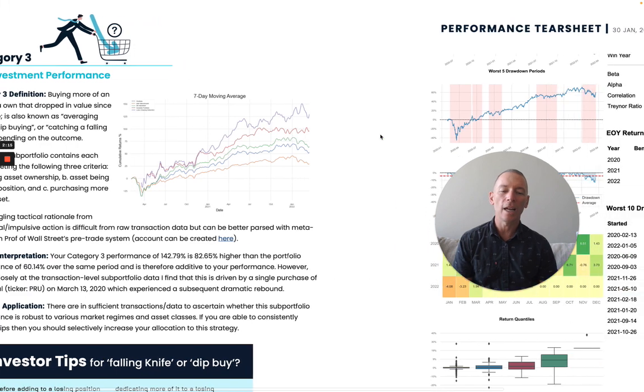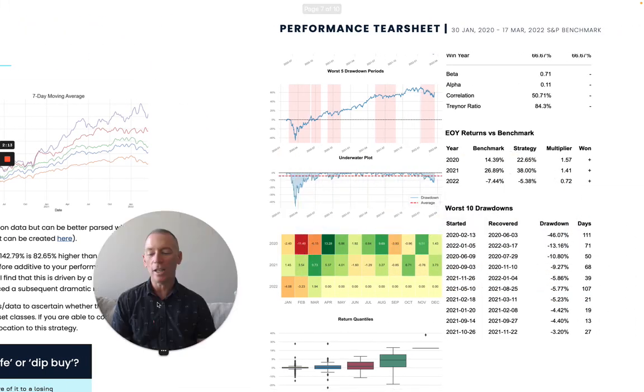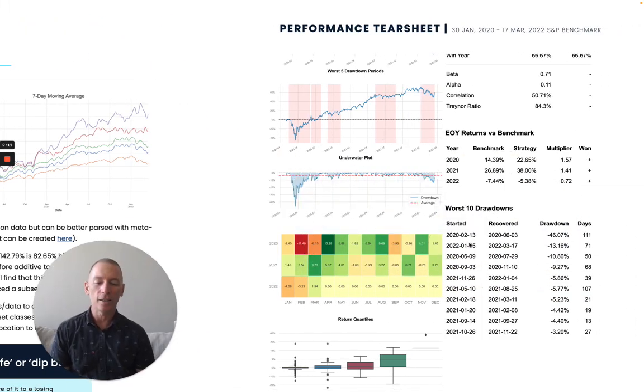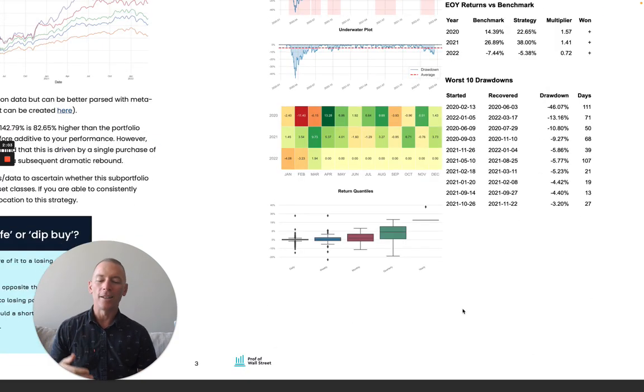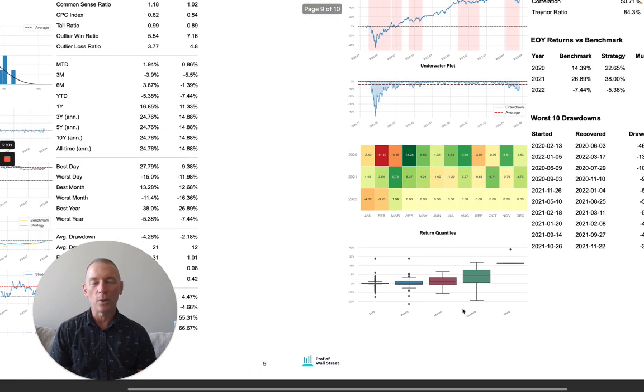In the report, if you'd like, we can also include a performance tear sheet, which has an exhaustive list of what are called hedge fund metrics. So this would be your drawdown periods, your quintiles, underwater plots, and all sorts of other really interesting metrics that better help you understand the performance of your portfolio.